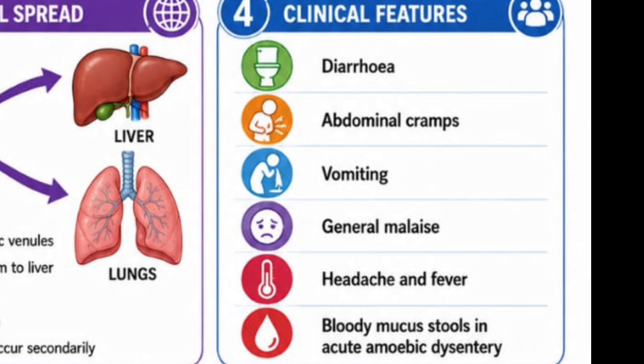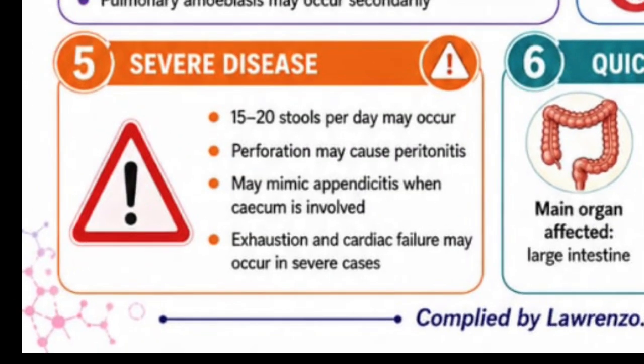In severe disease, you will be going to the toilet about 15 to 20 times per day. Severe diarrhea will occur. There will be peritonitis, whereby your bowel will be perforated. Sometimes it may mimic what we call appendicitis, because if it infiltrates the appendix, it will damage the appendix too.